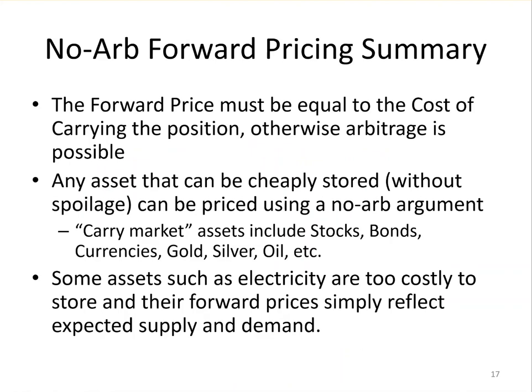So, summary: the forward price must be equal to the cost of carrying the position, otherwise arbitrage is possible. Any asset that can be cheaply stored without spoilage can be priced using a no arbitrage argument. But this argument doesn't work for things like lettuce, right? Because you can't store lettuce for a year. And also things that are very expensive to store, like electricity. We don't have batteries good enough to store electricity without losing a lot of it.